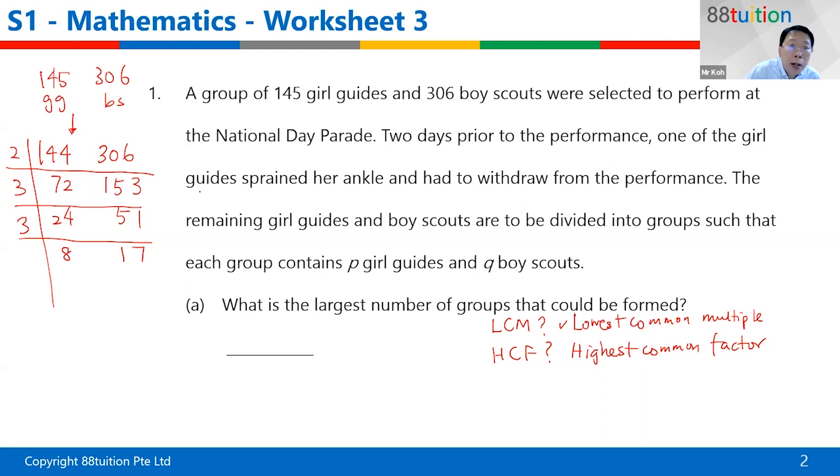Okay, so now we are done here. If you realize you only have 144 and 306 people, now if you look for LCM, then what will happen? The number will be so big. Okay, let me just quickly use a calculator.